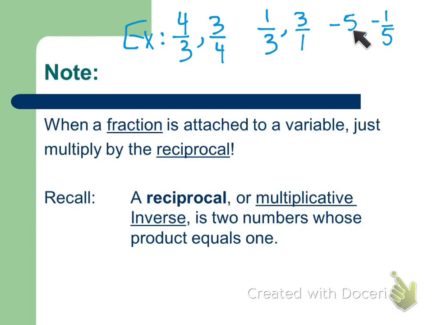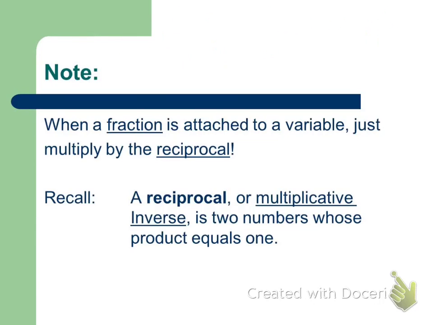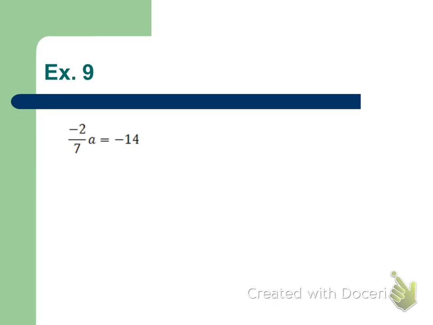We're just flipping it upside down. So if it starts off as a whole number or integer, you've got to know to put it over 1 and then flip it. Questions about reciprocals? Okay. Alright, so that note said that if we see a fraction attached to our variable, we need to multiply both sides by the reciprocal of that fraction.